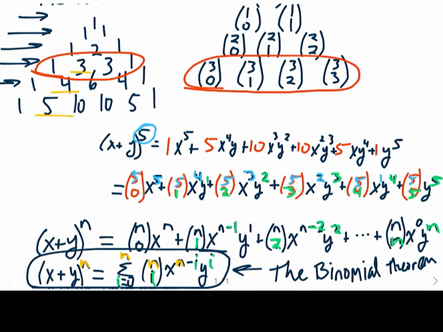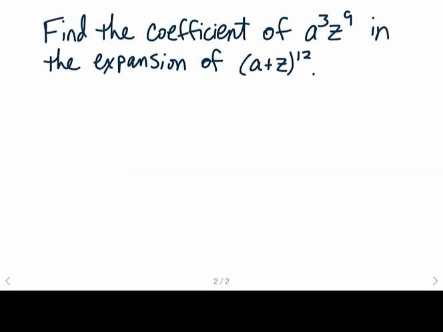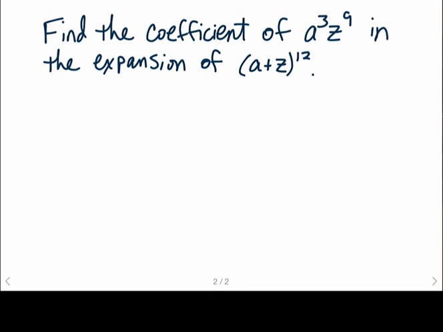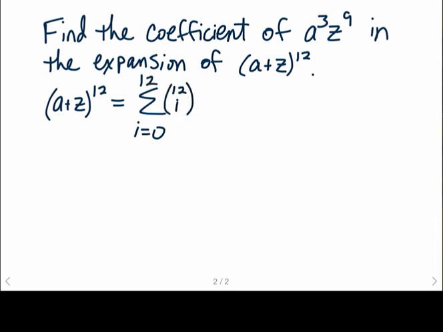So where we can use this is in the next example, which is: find the coefficient of a cubed z to the 9th in the expansion of (a plus z) to the 12th power. Well, according to the binomial theorem, (a plus z) to the 12th power is equal to the sum, as i goes from 0 to 12, of 12 choose i times a to the 12 minus i times z to the i.